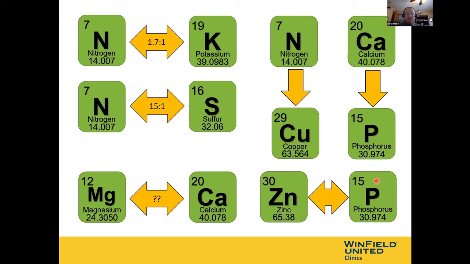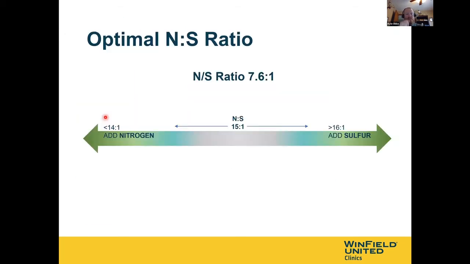Same thing with zinc and phosphorus. If you put a lot of phosphorus out without any zinc, it inhibits zinc. If you put a lot of zinc out, it inhibits phosphorus uptake. So there's a lot of nutrient interactions happening, but I want to spend more time talking right here. And so really what we're looking at is nitrogen to sulfur ratio.